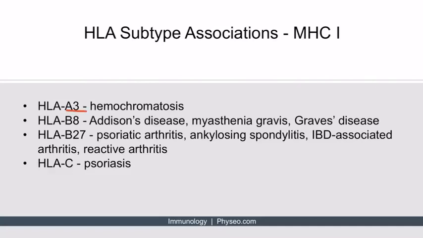HLA-A3 is associated with hemochromatosis. HLA-B8 is associated with Addison's disease, myasthenia gravis, and Graves' disease. HLA-B27 is a very important subtype associated with psoriatic arthritis, ankylosing spondylitis, IBD-associated arthritis, and reactive arthritis. Lastly, HLA-C is associated with psoriasis. Remember, all of these are associated with MHC class 1.